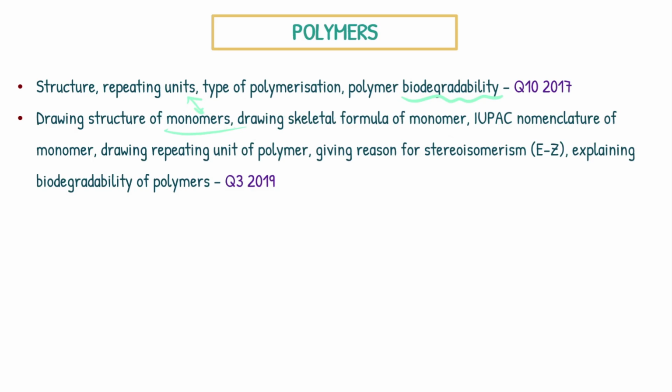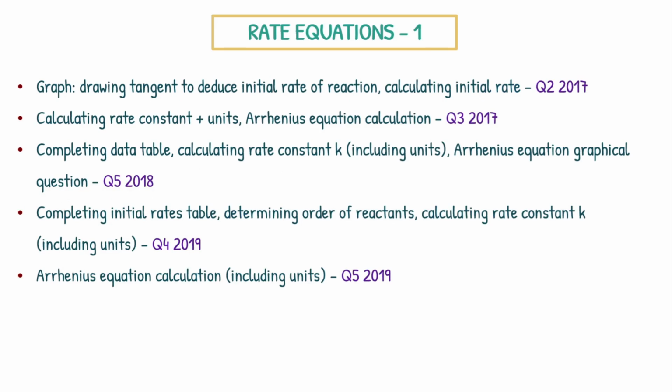Drawing skeletal formula of a monomer. So here you have to draw the skeletal formula of a different monomer, and then IUPAC nomenclature of a monomer. So lots of monomers going on here. Drawing the repeating unit of a polymer, giving the reason for E/Z stereoisomerism, and explaining the biodegradability of polymers. So again, biodegradability, this was previously in 2019, so it could come up this time. You never know, in 2023. So I'd say biodegradability seems to be a common topic that they chuck in there at the end. So yeah, check these out if you're a bit confused about polymers, but let's move on.